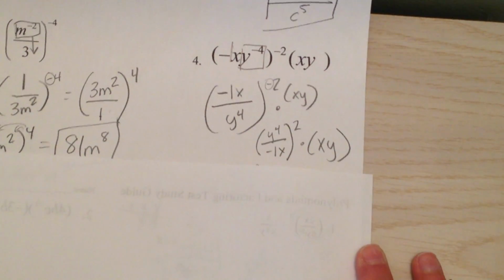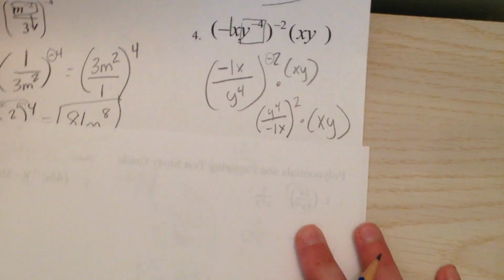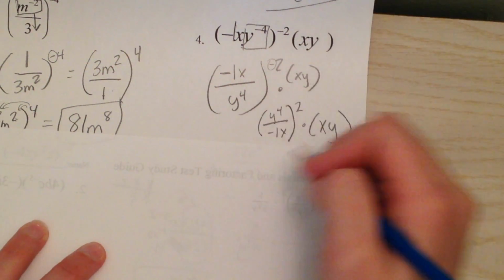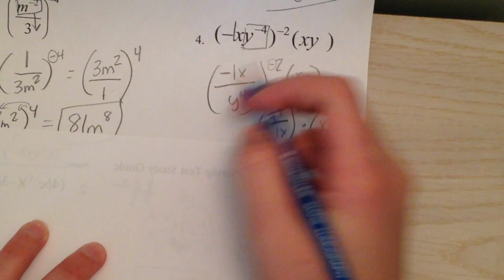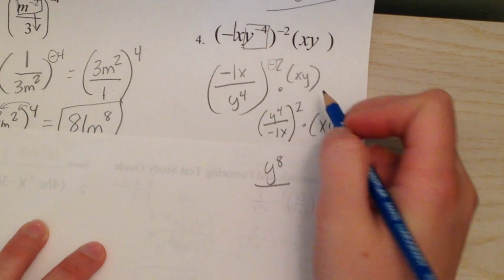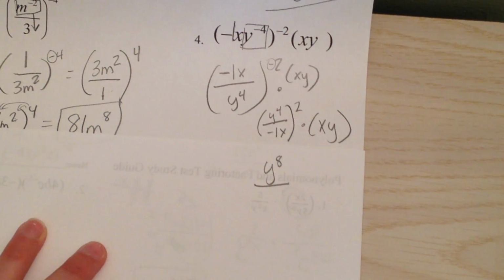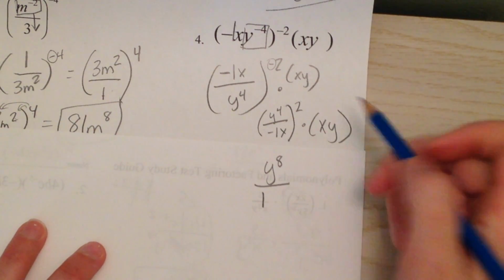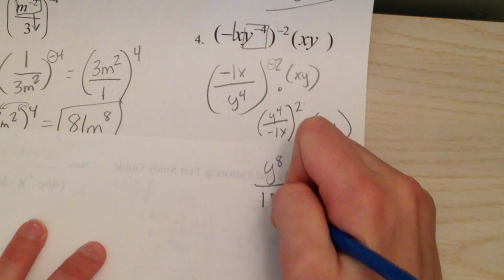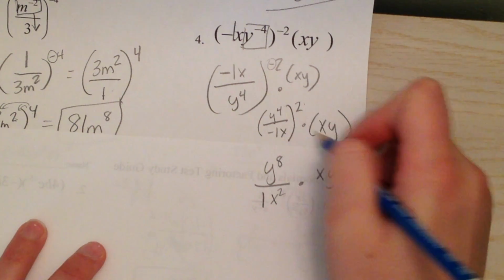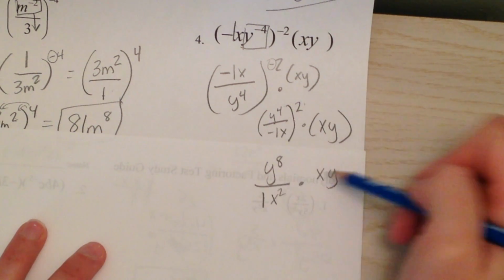Now, next thing, I got to handle that exponent. So this squared right here, everything in here needs to be squared. So exponent to exponent is going to multiply, so that's really y to the 8th. Negative 1 squared, a negative times a negative is a positive, so that just becomes a positive 1, and we can really drop it at that point. And then I have x squared. And it's going to be times this xy. I can drop these parentheses because we've just got multiplication left.